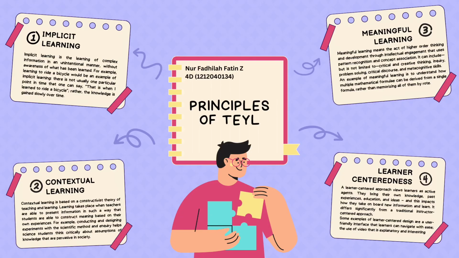The first thing is implicit learning. What is implicit learning? Implicit learning is the learning of complex information in an unintentional manner, without awareness of what has been learned. So in this context, children don't realize they are in a learning activity. For example, they play some games, but the games include material related to English teaching. Maybe the context can be vocabulary, grammar, or anything else. So it makes children not stressed about learning some material. They just enjoy themselves because they only play games, but they don't realize they are in a learning activity. So that is the explanation about implicit learning.